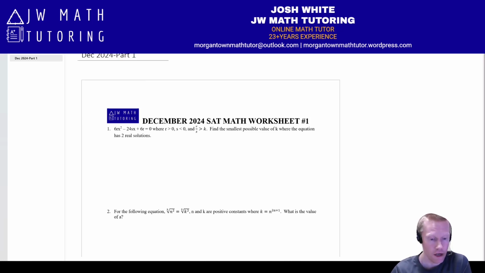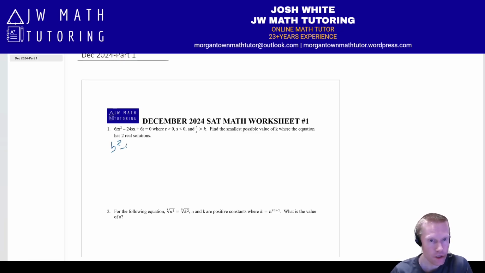So with that being said, let's go ahead and get started here with question number 1. So here you have this quadratic equation with a bunch of constants in it, r and s, and also this constant k in the problem. So we want to know the smallest possible value of k where this equation has at least basically 2 real solutions. The traditional way to solve this is to set up the discriminant, set it greater than or equal to 0, and then when you rearrange that, you're going to find that you will have r over s on one side of it.